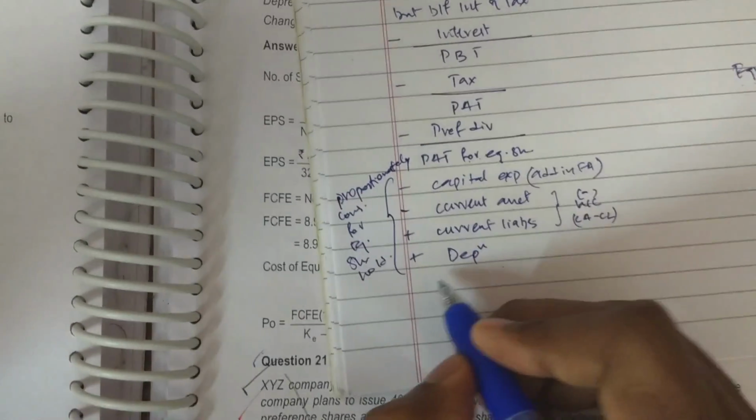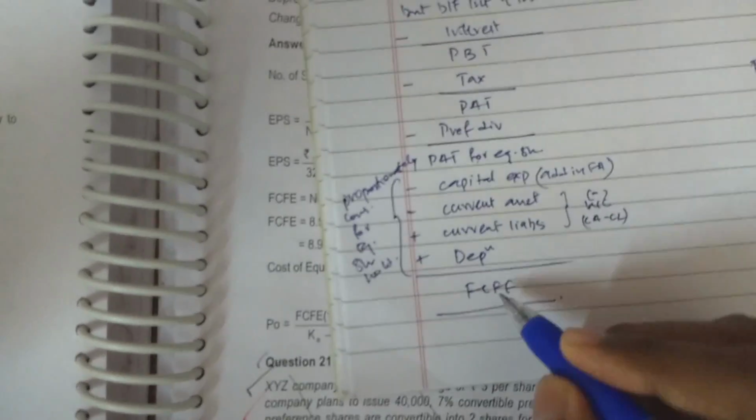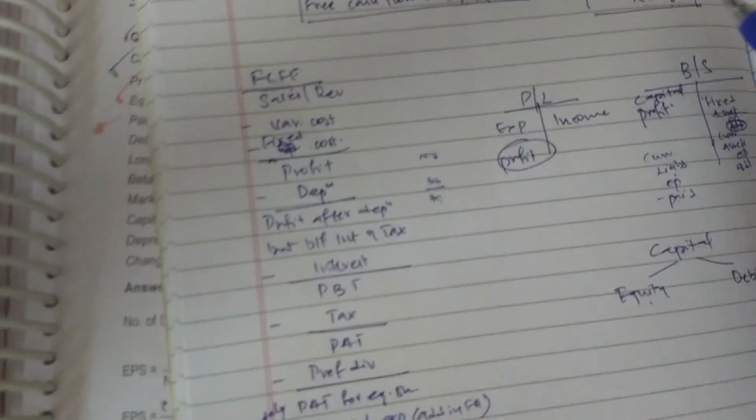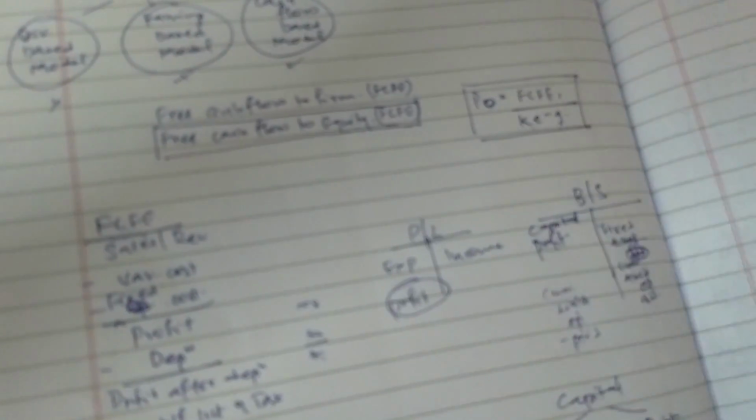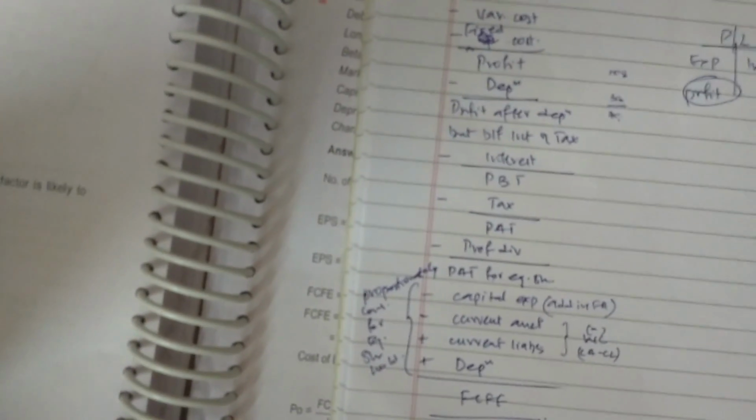So now everything is right. This results in free cash flow to equity. Having free cash flow to equity, we can use it in the formula over here, that is P0 equals FCF1 divided by K minus g, which results in your P0. So we'll quickly try to solve this.